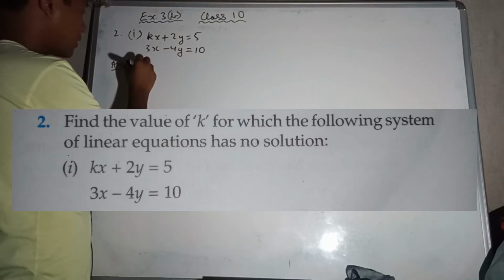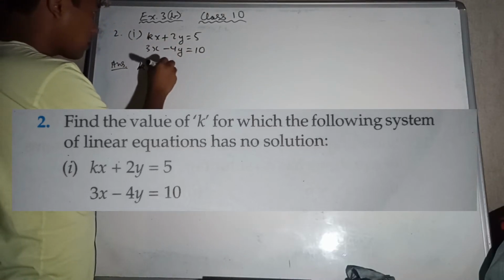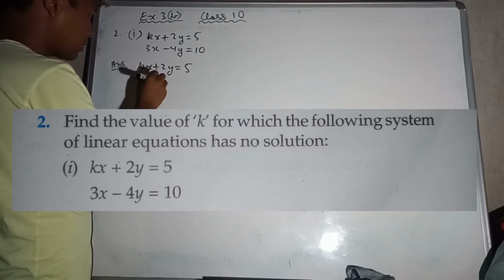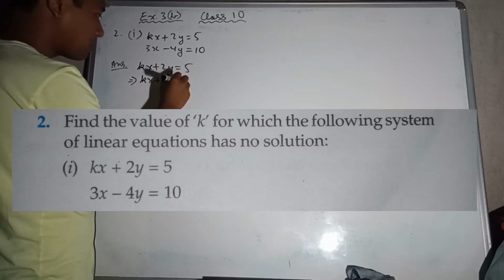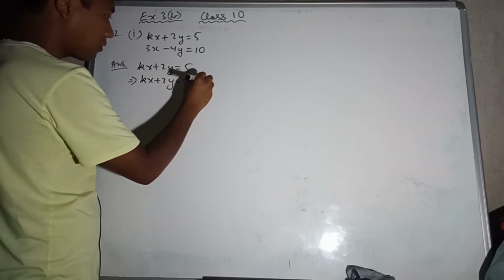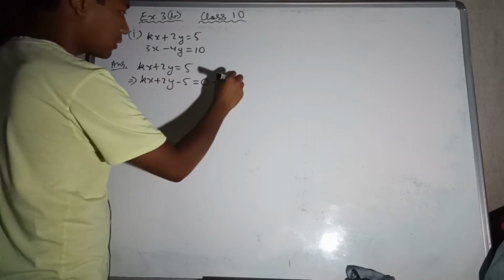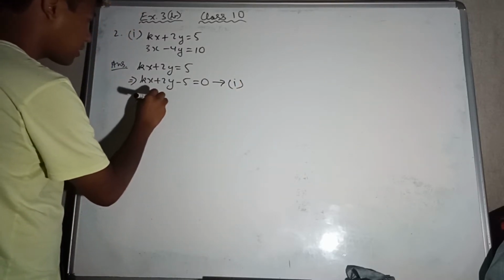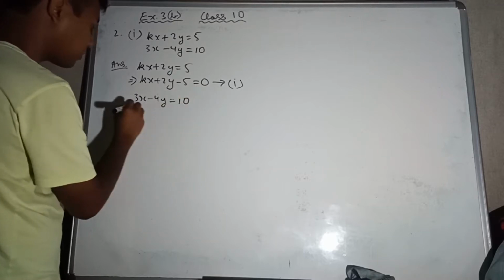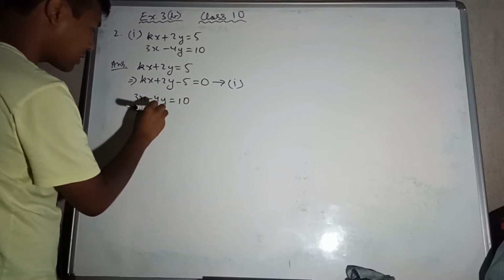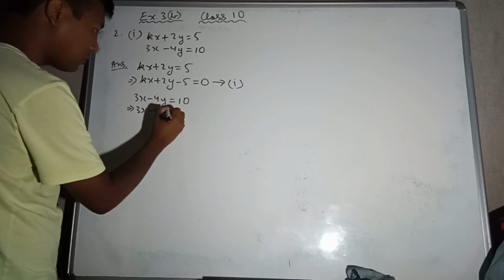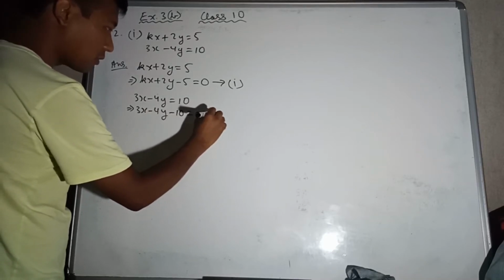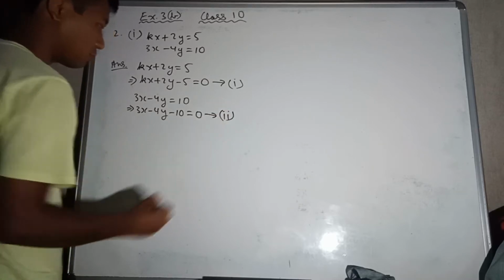First equation: kx plus 2y equal to 5, this implies kx plus 2y minus 5 equal to 0. Then the second equation: 3x minus 4y equal to 10, this implies 3x minus 4y minus 10 equal to 0.